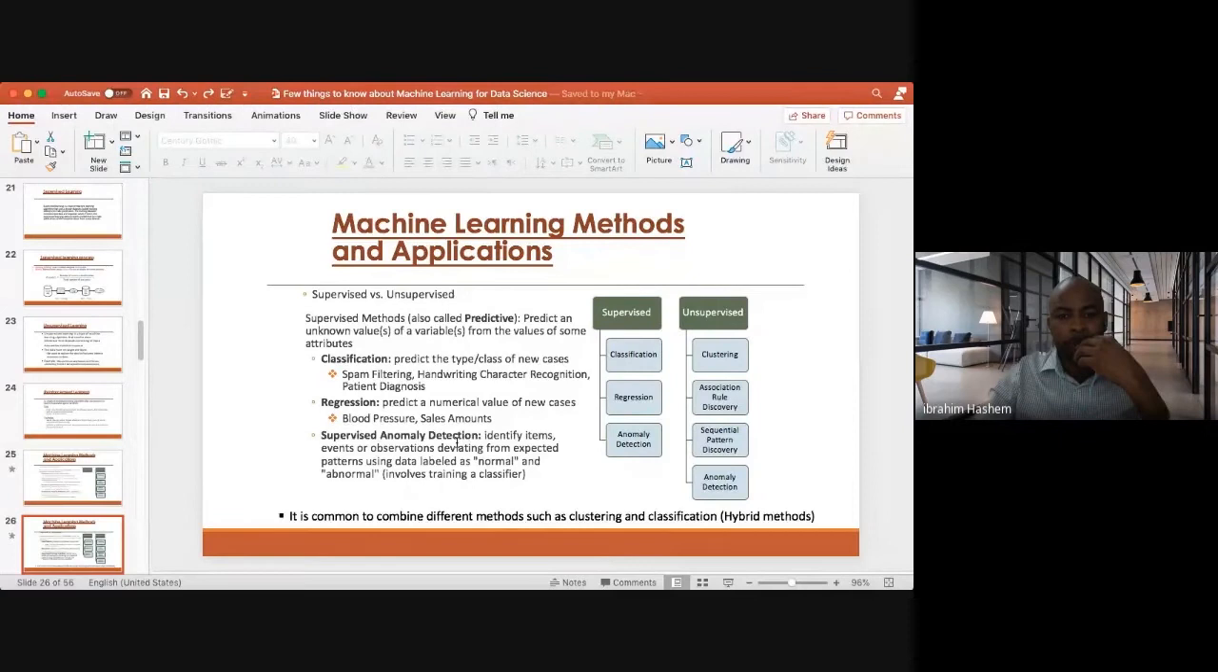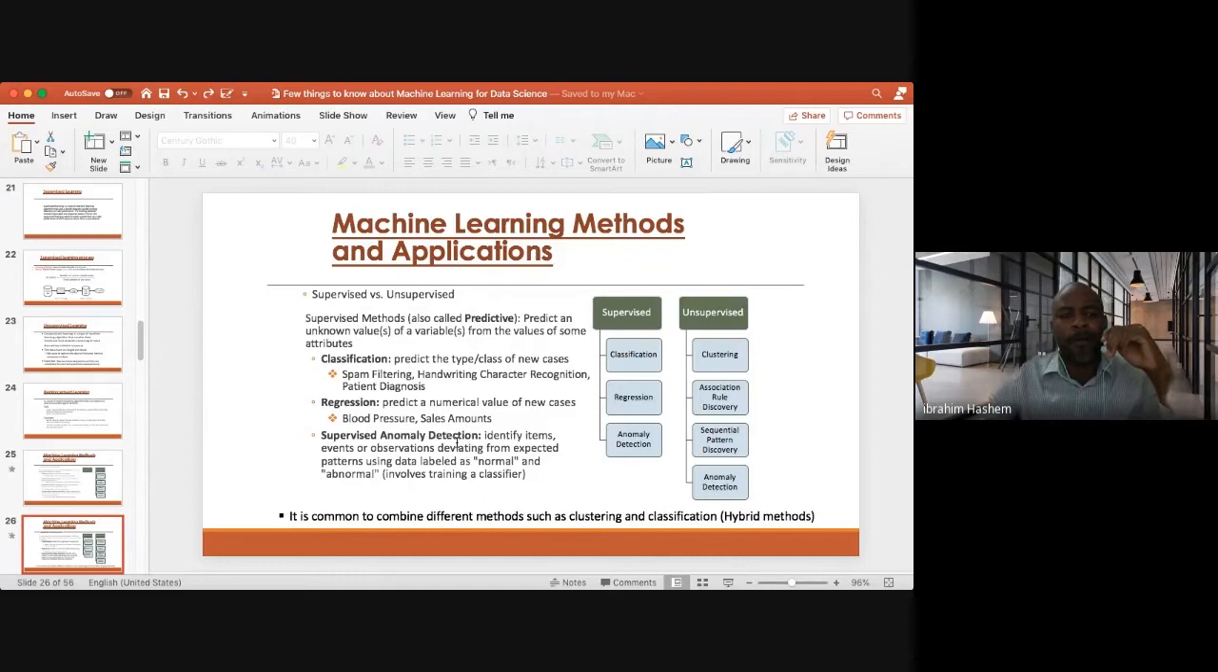For classification, classification is to predict the class of new cases based on the labeled data or class label that we have. A common example of classification is spam filtering. We have handwriting character recognition, and in medicine we use it for patient diagnostics and so on. So there are many examples of implementing classification in various applications in different areas. Regression deals with the numeric value of new cases. It's very common in business also, especially in sales and marketing. They use regression more often. Blood pressure also, and weight, and all these different kinds of applications that require regression techniques to predict the real value.